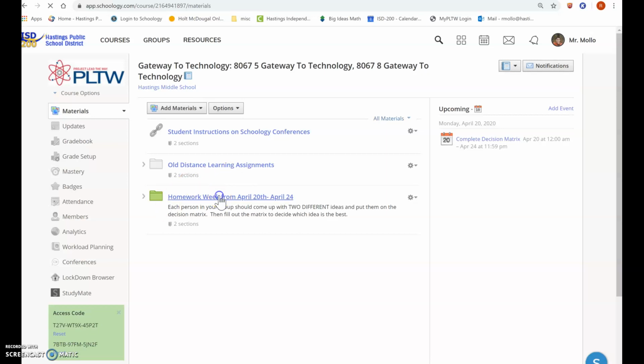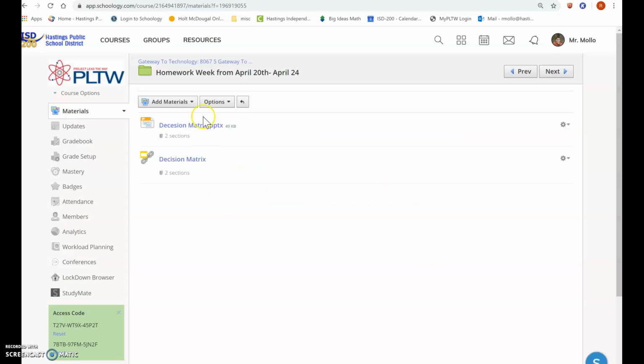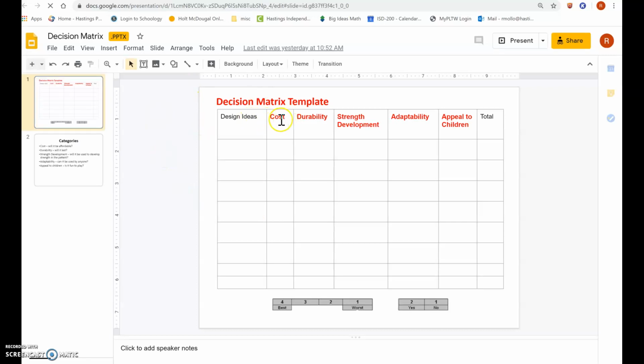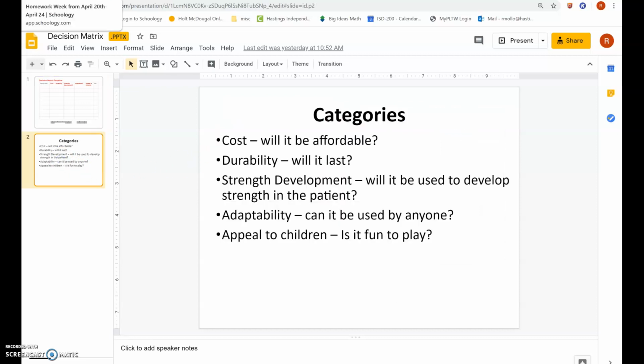Okay, so if you click on this folder here, I have the decision matrix either as a PowerPoint or as a Google slide. So you can pick whichever one you want to work with, doesn't matter. And here are the criteria. We have cost, durability, strength development, adaptability, and appeal to children. So if you want more about what those mean, here they are.